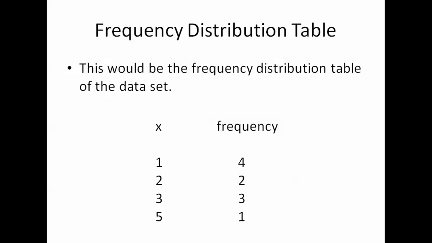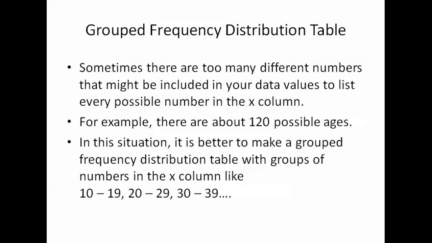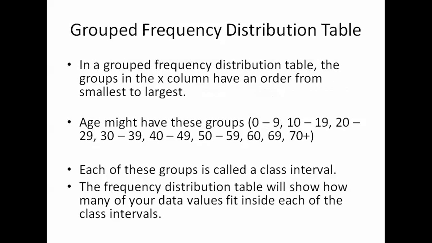And I talked about before how with some types of variables, like with age, there's too many possible values to list all of them on the x-axis. So it's better to create these groups that we see here, like 10 to 19, 20 to 29, and 30 to 39, and put those groups on the x-axis instead of every whole number. Each of those groups is called a class interval.